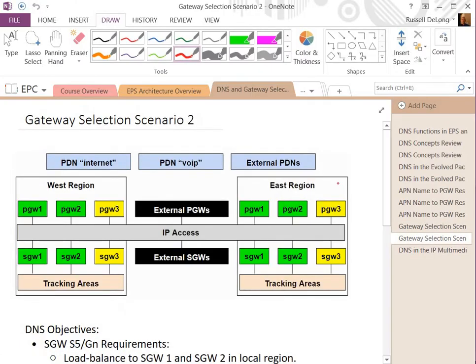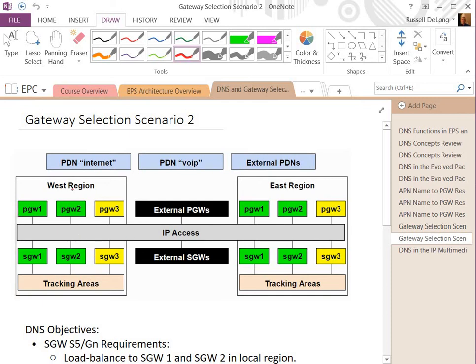Now here we have something much more complicated. In this zone file, we have a total of 6 P gateways and 6 S gateways in our administrative control for our PLMN. We have really what I've drawn here as 8 greens in 2 different regions. So this is, like I said, intermediate. So we have a west region and east region.